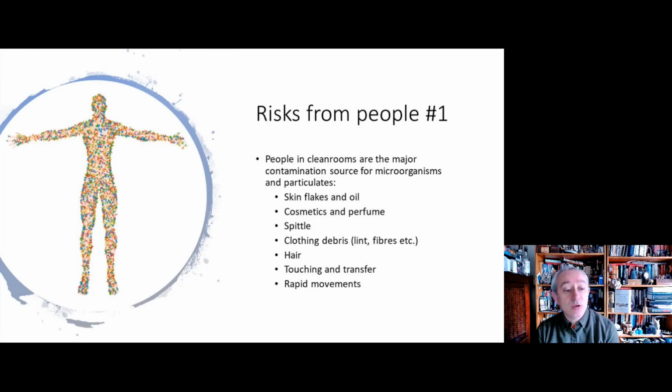We also produce a lot of microorganisms within the mouth, so coughing and spitting can send contamination huge distances. Clothing fibres are a source of general particles and also of microorganisms. Our hair, and the way we touch, and the way we move: the faster we move, the more particles we will produce, and therefore the greater the risk of contamination that we could present to the clean environment.